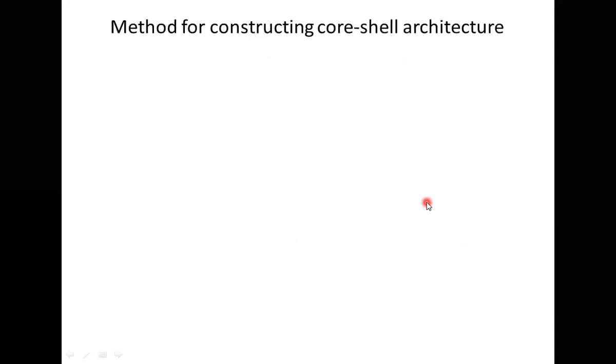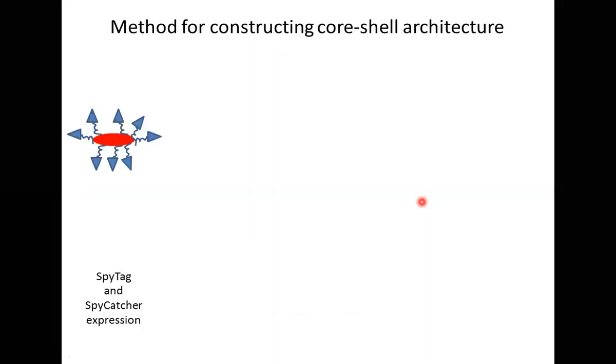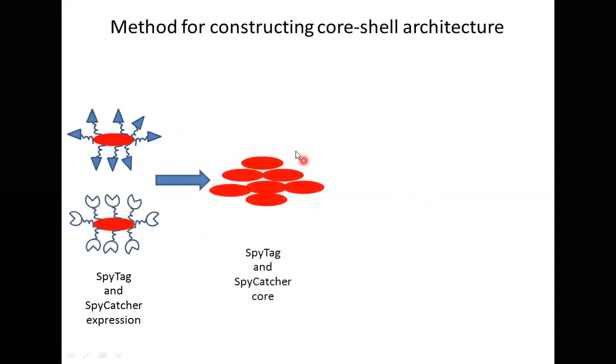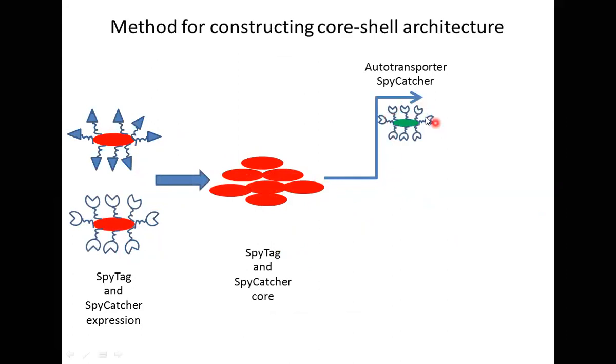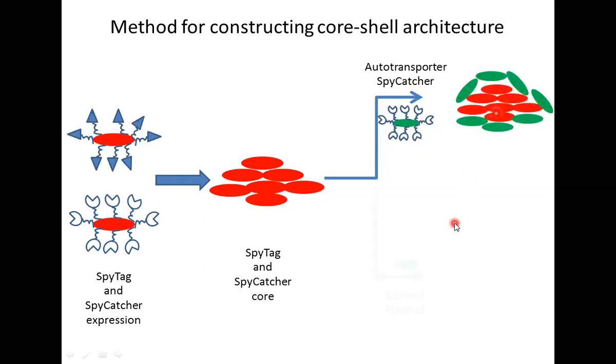Also, looking at the morphology of these, we're able to construct core-shell architecture, meaning that we have cells that are red, they're literally colored red, with the expression of a fluorescent protein. And we have SpyTag and SpyCatcher to form this core, to form basically a bunch of these red cells stuck together. If we add green cells that have the corresponding protein on the other side here, we would expect to see a core-shell structure. We'd expect to see a shell of green and a core of red.